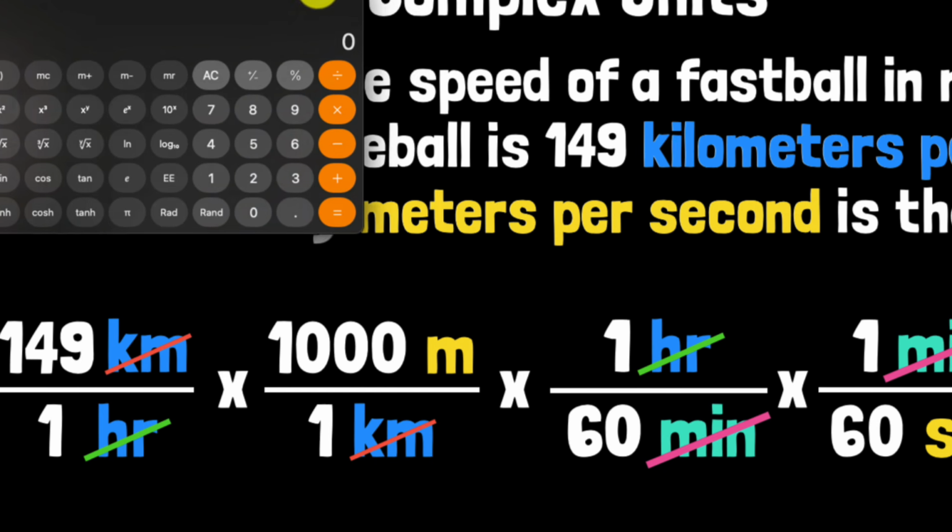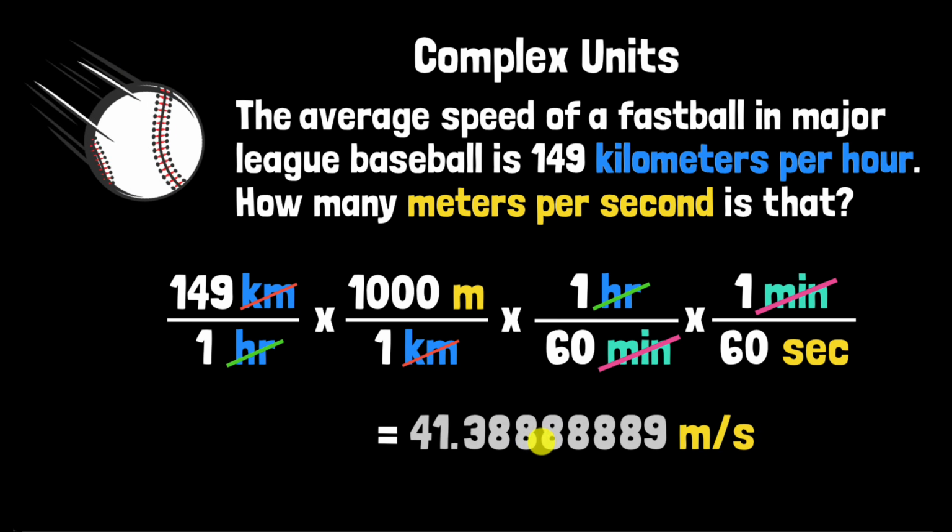So here's my calculator. 149 times 1000 divided by 1 divided by 1 divided by 60 divided by 60. And there it is, 41.388888889. So let me just write that down. 41.3888889 meters per second. And I have to take care of significant figures. There are 3 significant figures over here. So I need to round this off to 3 significant figures, which means I'm going to look at this digit to round this off. So I can get rid of all the digits over here. Since this is more than 4, I round up. So it's going to be 41.4. And there we have it.